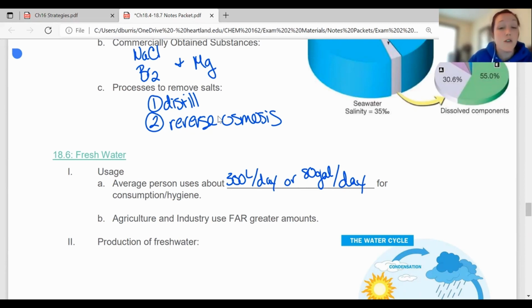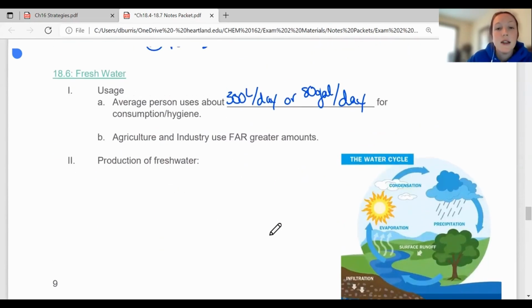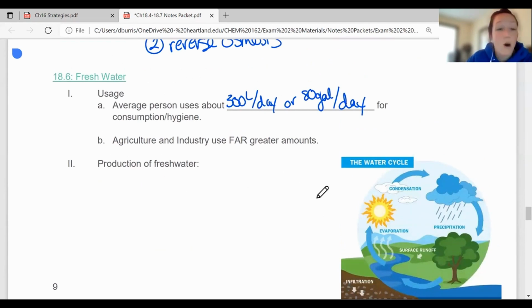So agriculture, of course, is extremely important, as is industry. But if there's a way to cycle that back, that would be really great. So this is where our fresh water actually comes from, the water cycle that you learned about probably in middle school. That's how we get all our fresh water.